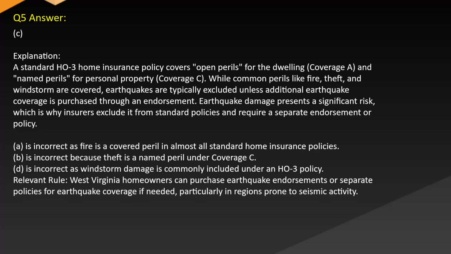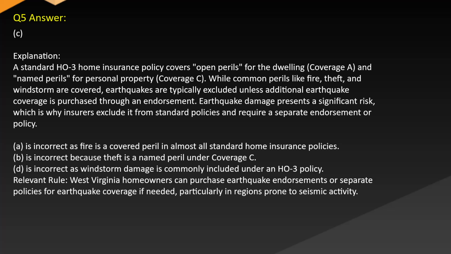Answer C. Explanation. The standard HO3 home insurance policy covers open perils for the dwelling, coverage A, and named perils for personal property, coverage C, while common perils like fire, theft, and windstorm are covered. Earthquakes are typically excluded unless additional earthquake coverage is purchased through an endorsement. Earthquake damage presents a significant risk, which is why insurers exclude it from standard policies and require a separate endorsement or policy.